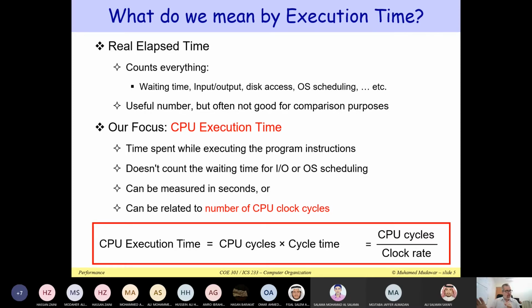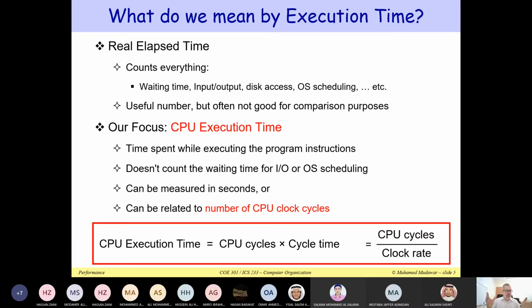We're not going to relate this to the operating system scheduling, okay? We assume that the program is running on the CPU and would like to count the CPU execution time. Now, this can be measured just as time. We can measure it in seconds or in milliseconds or in nanoseconds, depending on, of course, how fast the program actually runs. So it is just measured as time, okay?